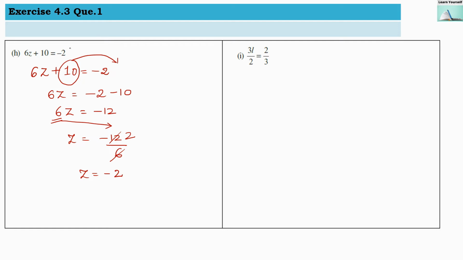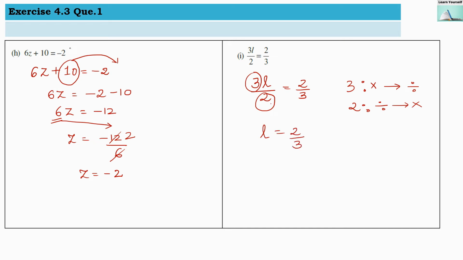I equation is 3l divided by 2 equals to 2 by 3. Now here 3 is in multiplication and 2 is in division. So 3 is in multiplication, which will go to division. 2 is in division and it will go to multiplication. Let us try both the operation in one step. L equals to 2 by 3 is already there.